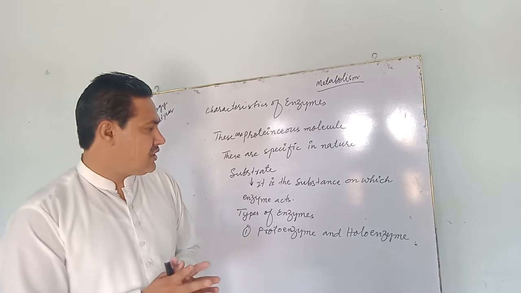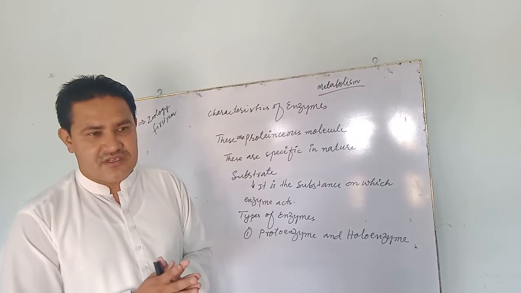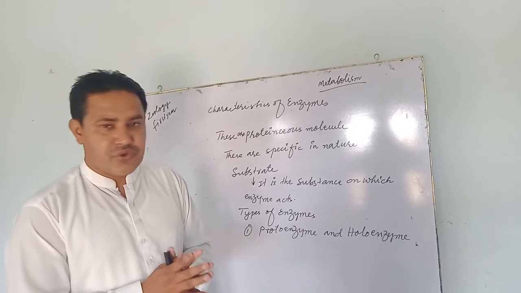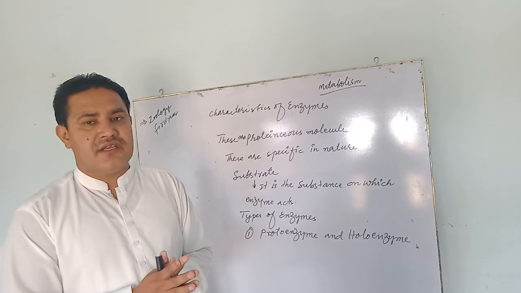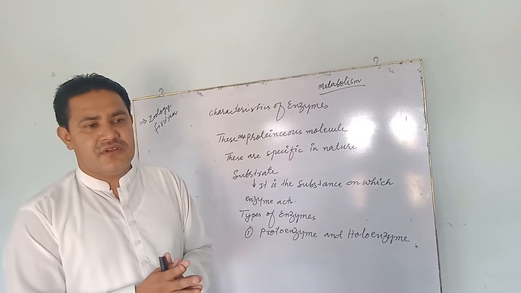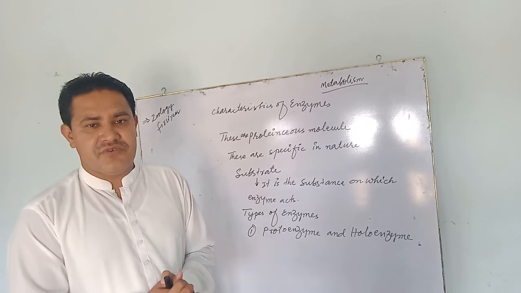Now, what is coenzyme? Coenzyme is a substance that is made up of protein and the organic substance of the prosthetic group. So it is sufficient for today.